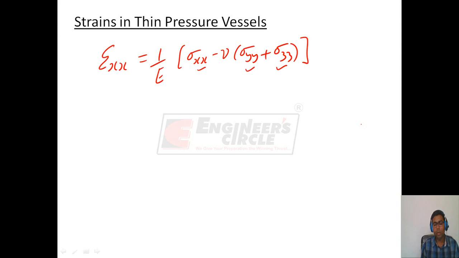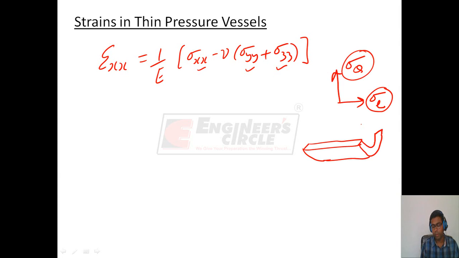We have seen that the longitudinal stress sigma L is perpendicular to the hoop stress sigma theta, because sigma L is acting along the length and sigma theta is acting along the circumference. So they both are perpendicular to each other, because if we see the cylindrical section, we can see that sigma theta will be acting like this and sigma L will be acting like this. So this is sigma theta and sigma L. So they both are perpendicular to each other.